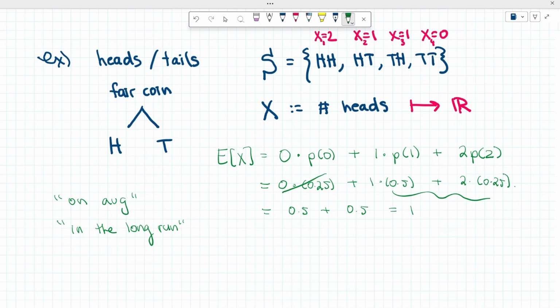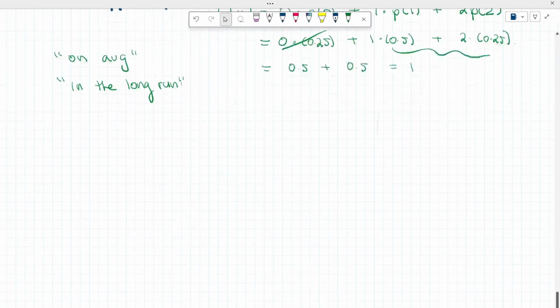Okay, so that covered our PMF, our probability mass function, and the expected value of a discrete random variable. The next thing we're going to do is look at how to calculate the variance of a discrete random variable, so we can go into other definitions such as the standard deviation. So let's dive into that definition next.